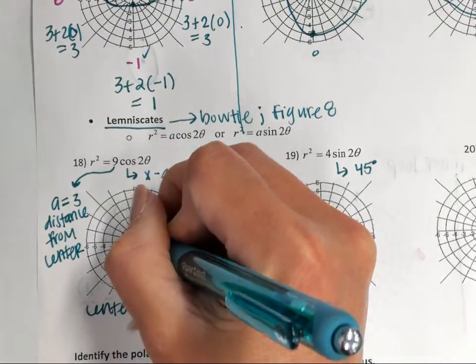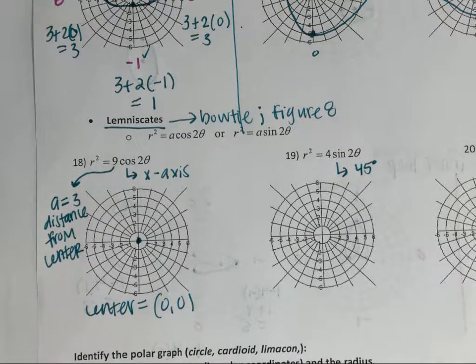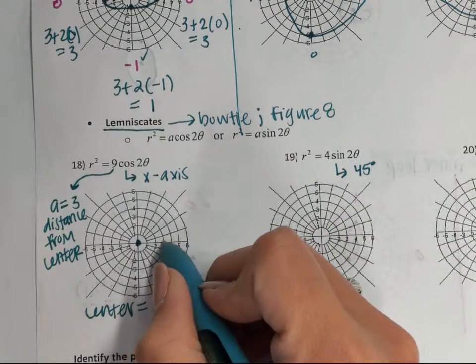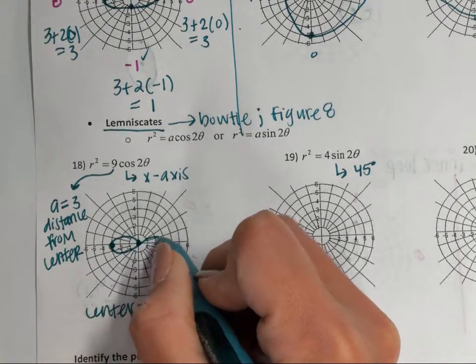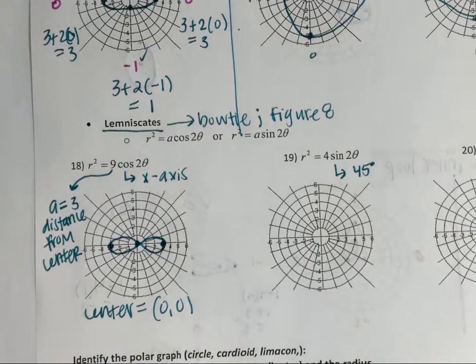So that's the first point we can go ahead and graph, 0, 0. Our other 2 points are going to be 3 away on which axis? X-axis. So you'll go 3 this way, 3 that way, and then draw your bow tie. That's a lemniscate. That's it.